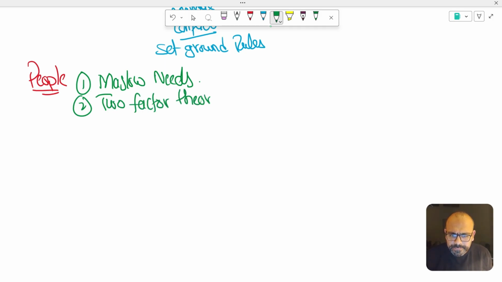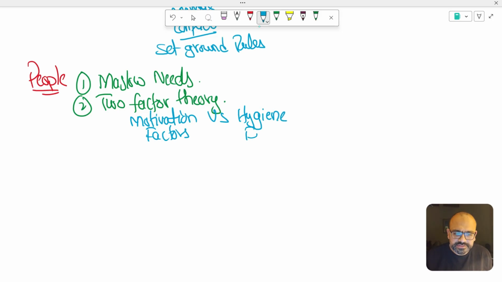Two-factor theory. It is also known as the motivation factors versus the hygiene factors. Motivation factors and hygiene factors. Now, as a project manager, you should understand that there are some factors classified under motivation. If those factors are there, people will be more driven towards the work. Salary is not a motivation factor. Salary is a hygiene factor.